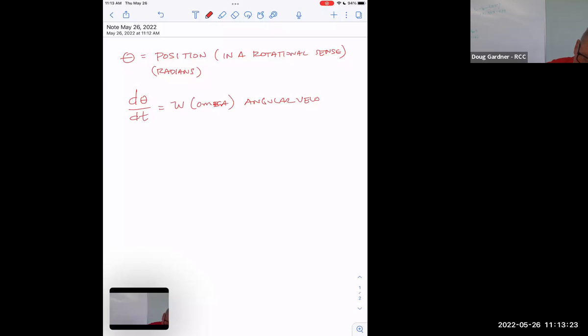Angular speed, rotational speed. But you'll see the term angular velocity. Does it make sense that if the top is theta, which is radians, and the bottom is time, which is in seconds, this would be measured in radians per second? Or degrees per second.